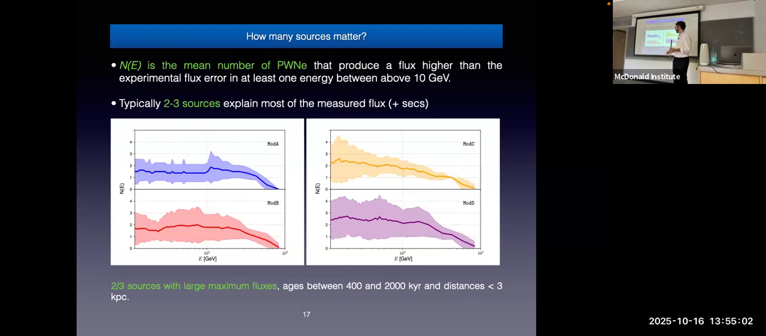If they are local, then we can make the next step, which is to go back to our catalog, because probably the catalog is already doing a decent job in covering all the nearby pulsars that can potentially produce the positron excess.